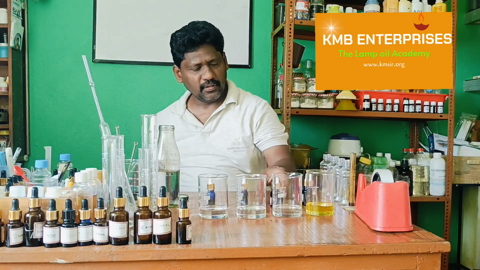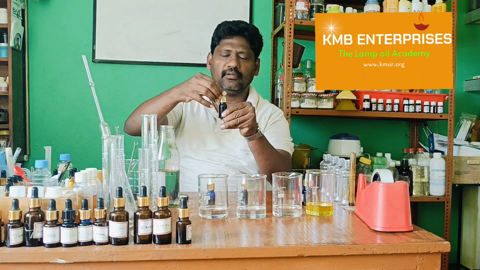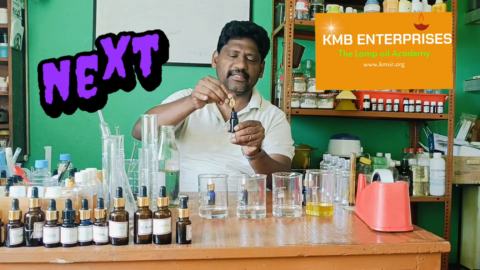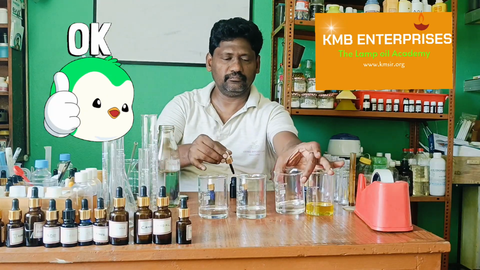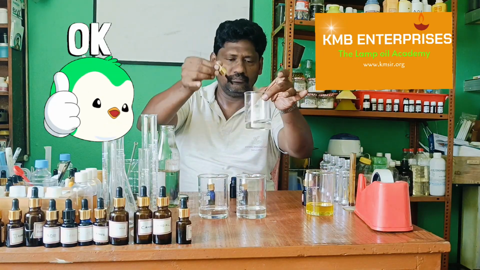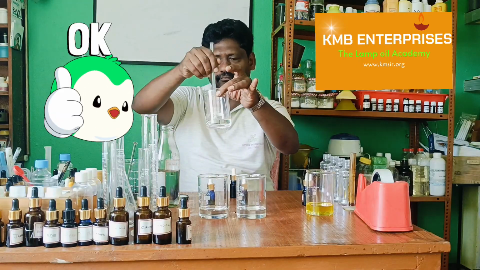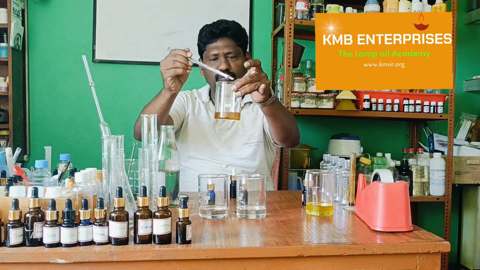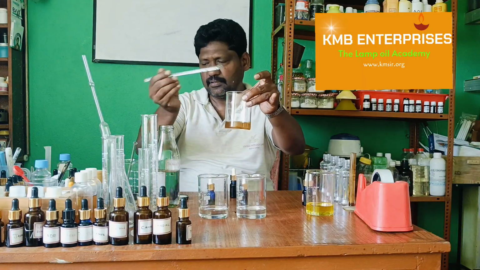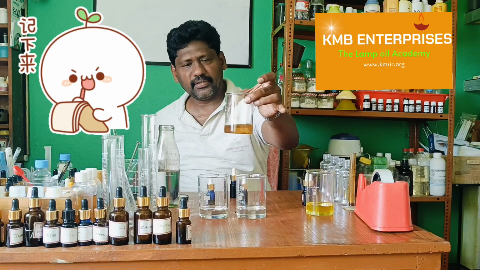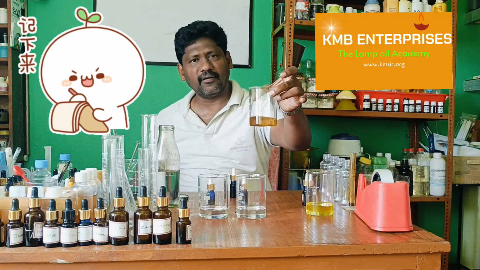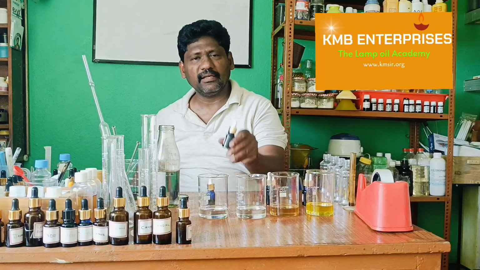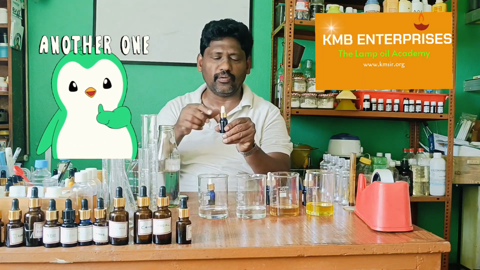Okay. Now let me use SS01, a single drop. So you can note down on a paper that beaker B has a single drop of SS01. Now let me take SBSY01.